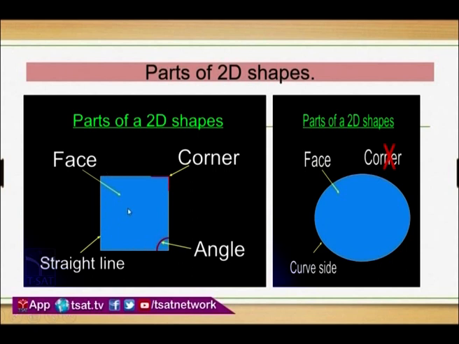So any polygon you take contains a face. Only one face they contain. They contain vertices, which are nothing but corners. They also contain edges, which are called straight lines.